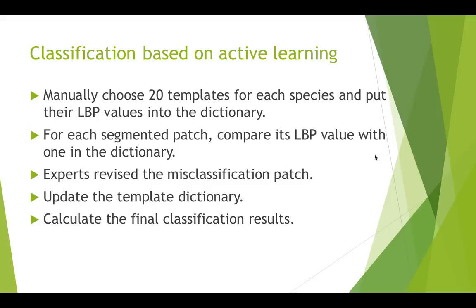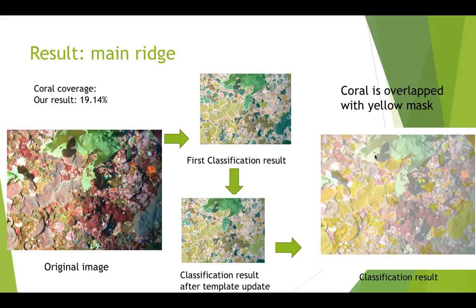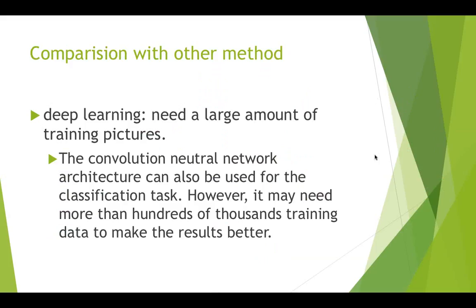Our classification step is, at first, we manually choose 20 templates for each species and put their LBP values into the dictionary. For each segmented patch, we compare its LBP value with the ones in the dictionary. And then the expert will revise the mixed classification patches. At last, they will update the template dictionary and calculate the final classification result. So this is our classification result. Our objective is to find the coral. In the right picture, the coral is masked with yellow color. And this is the second one, third one, fourth one, last one.